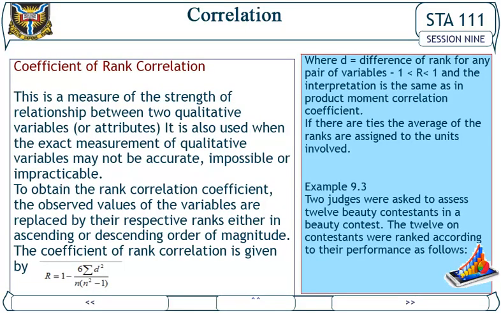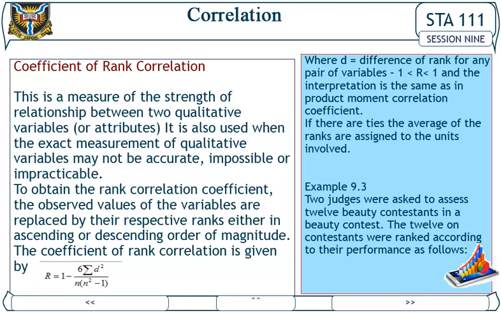Coefficient of rank correlation. This is a measure of the strength of relationship between two qualitative variables or attributes. It is also used when the exact measurement of quantitative variables may not be accurate, impossible, or impracticable. To obtain the rank correlation coefficient, the observed values of the variables are replaced by their respective ranks either in ascending or descending order of magnitude.